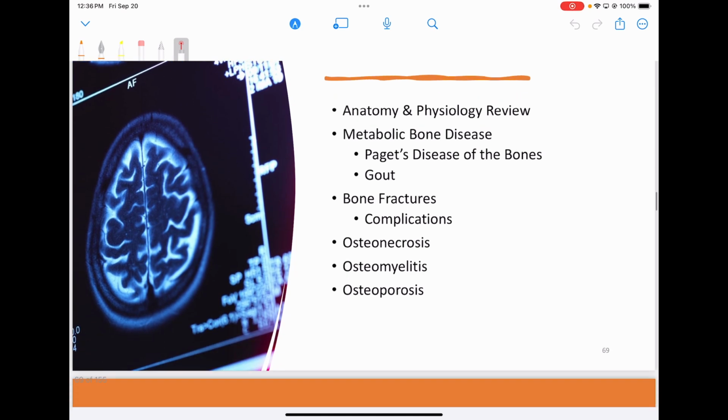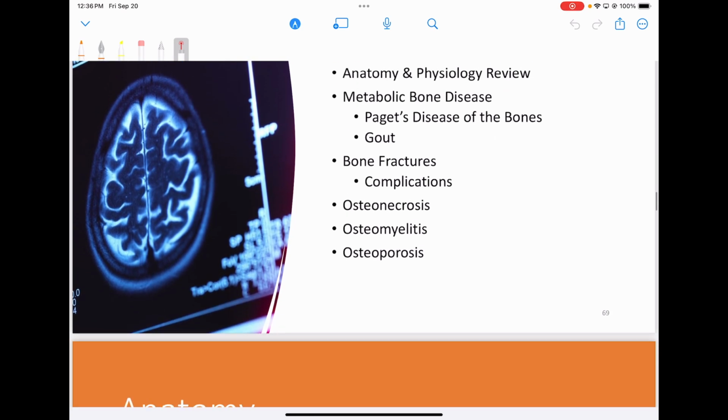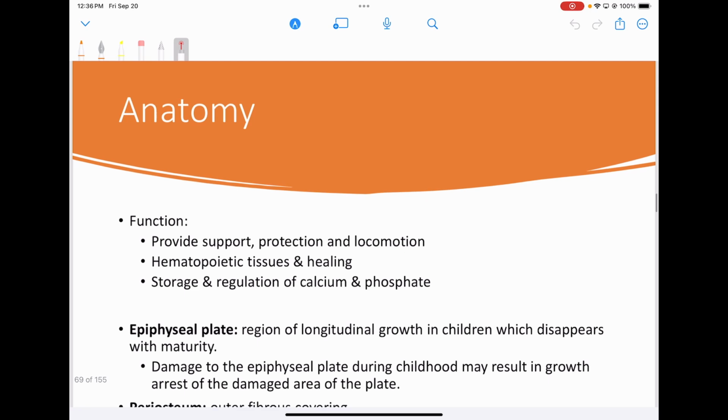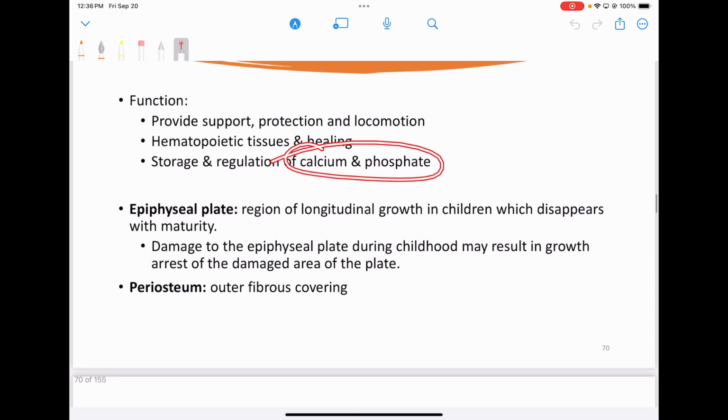Okay. So we're going to do a little bit of A&P review, and then we'll go right into our different diseases: bone fractures, osteonecrosis, osteomyelitis, and then finally end with osteoporosis. So function of anatomy again: support, protection, and locomotion, helps us move, red blood cell storage, and regulation, remember, of calcium and phosphate. That's really the main job of that, just storing all that stuff. Whenever we need it, we just leach it and pull it back.